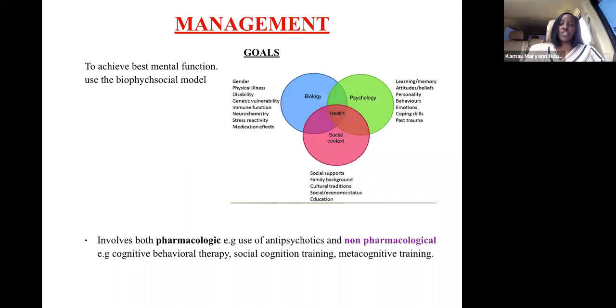So how do we manage individuals with schizophrenia? What is the goal of management? The goal of management here is to achieve best mental function. And the second is to use the biopsychosocial model. Now, what is the biopsychosocial model? This is where we try to understand a disease with respect to biology, psychology, and the social context.